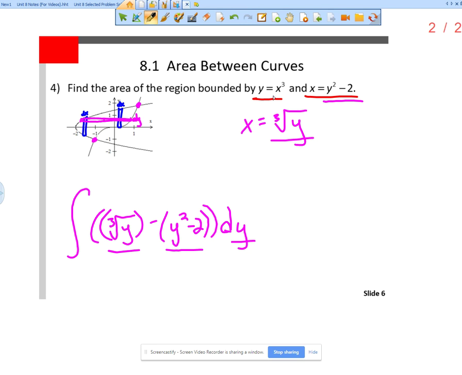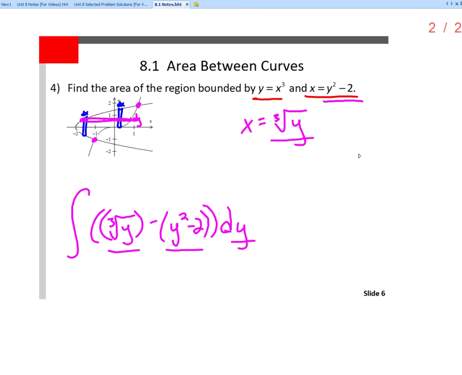So y equals x cubed is easy enough to type in. But what about x equals y squared minus 2? We have to solve for y, so we add 2 and take the square root, so y is equal to plus or minus the square root of x plus 2. So now we're actually typing 3 things: y equals x cubed, y equals the positive square root of x plus 2, and y equals the negative square root of x plus 2.